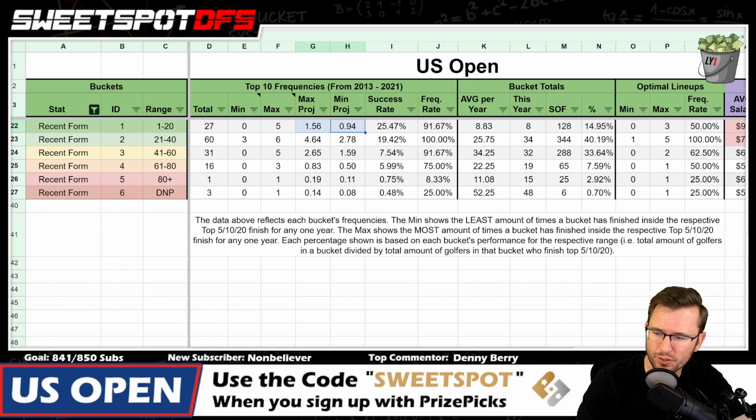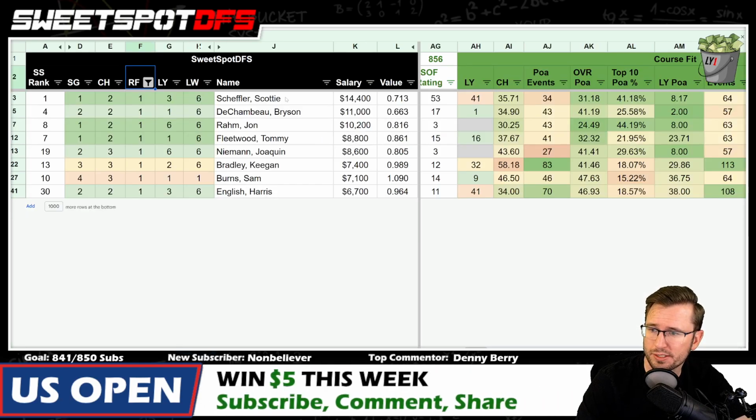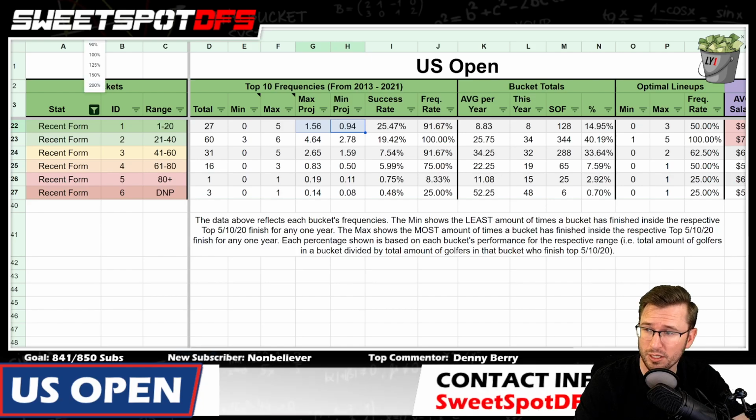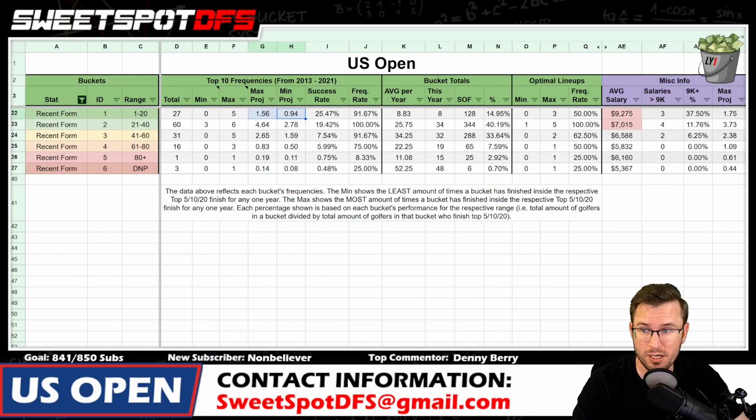Recent form 1s, 0-2: Scotty, Bryson, Jon Rahm. If you needed a reason to narrow down on any of those 3 golfers, here you go. This bucket isn't one of those anchor buckets that you need at least one golfer from, just throwing that out there, but just mentioning it nonetheless.